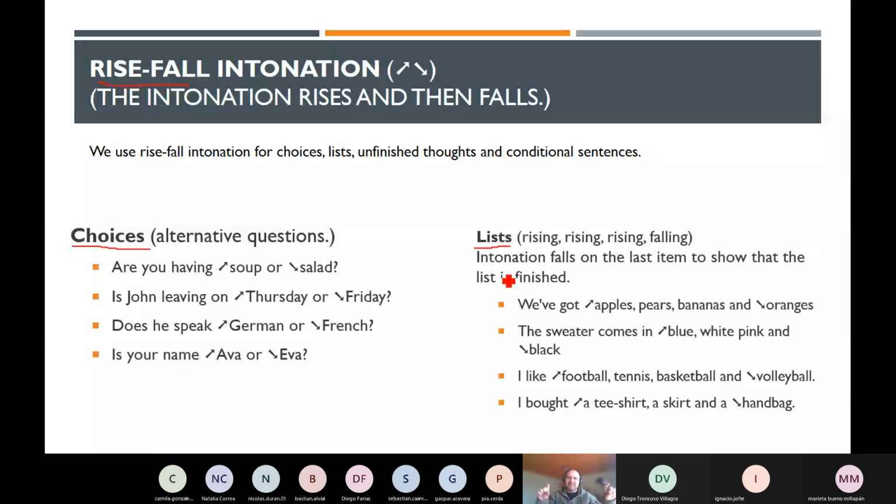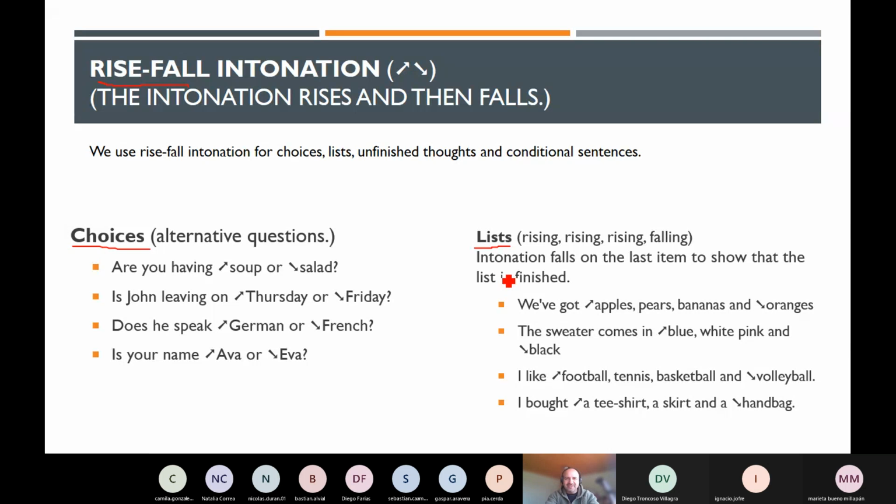Apples, pears, bananas, pineapples, kiwis, and oranges. Only the last element is going to have a different intonation, which in this case is going to be a falling intonation. The last one, right? The rest, rising, rising, rising.